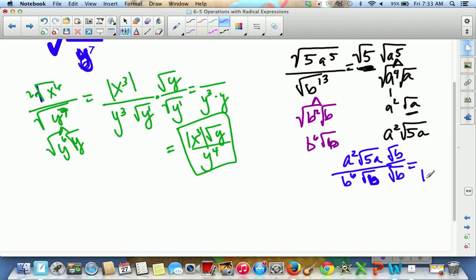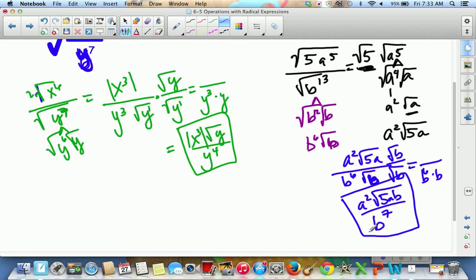So that's going to be b to the 6th times b on the bottom. So that's going to be b to the 7th. And we can go ahead and put these together because they're under the same radical. So my numerator is going to be a squared times the square root of 5ab. There we go. All right, one more example.